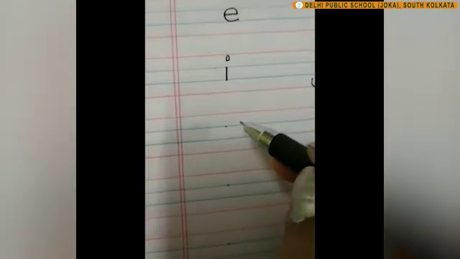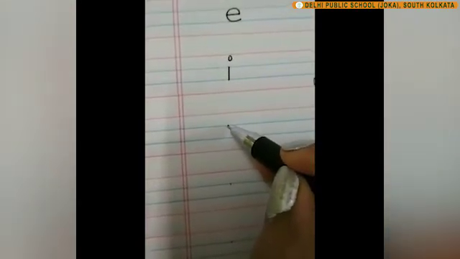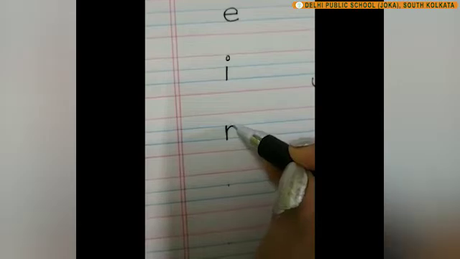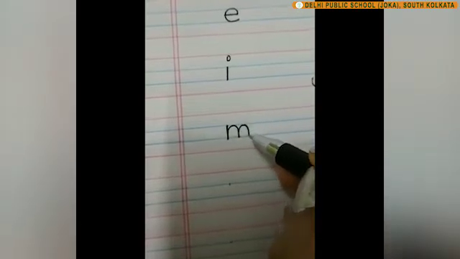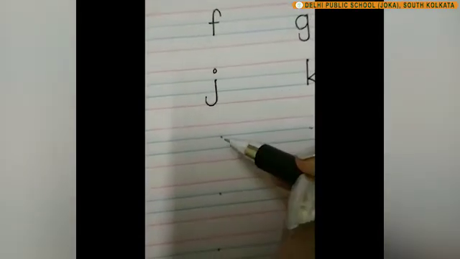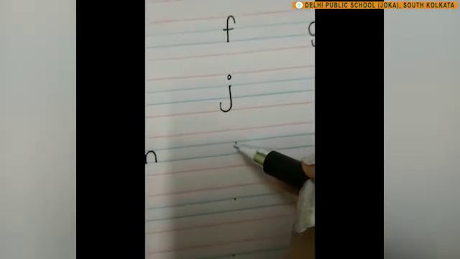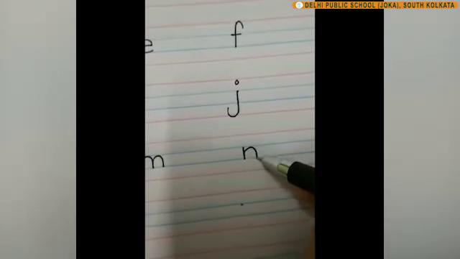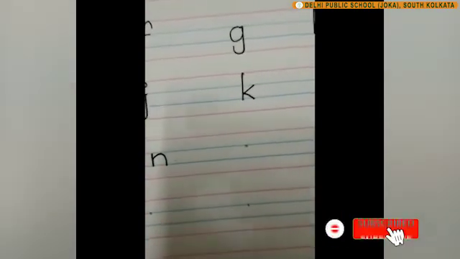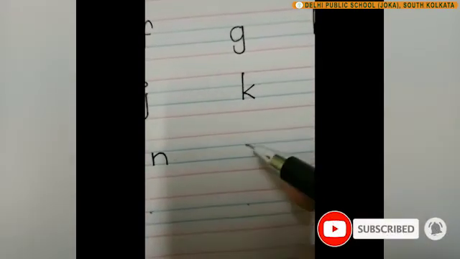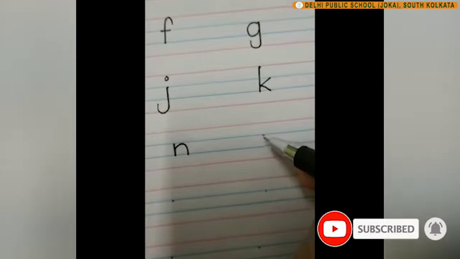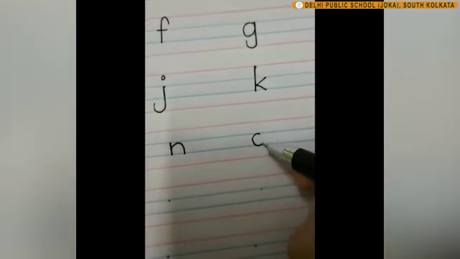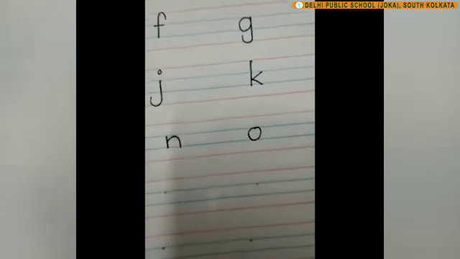Then comes M. A short standing line within the blue lines and one jump, second jump, M. Then comes N. Within the blue lines, make a short standing line down and a jump like this, N. Then comes O. Within the blue lines, make a circle like this to form O.